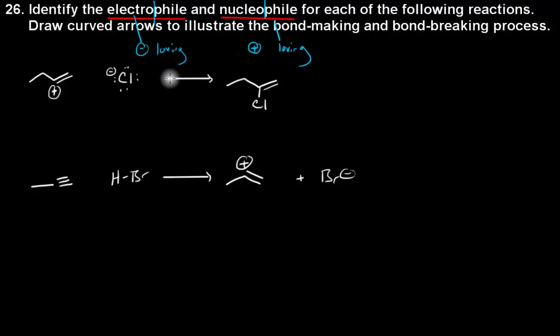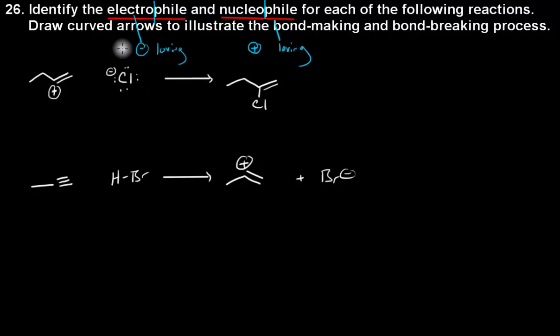So what makes something love something else? This is answered very simply. If something's an electrophile and it loves electrons, it's going to be deficient in electrons. And if something's a nucleophile where it loves a positive charge, it's going to be deficient in that positive charge. So if something's more negative, it's more likely to be a nucleophile. Something more positive, more likely to be an electrophile.